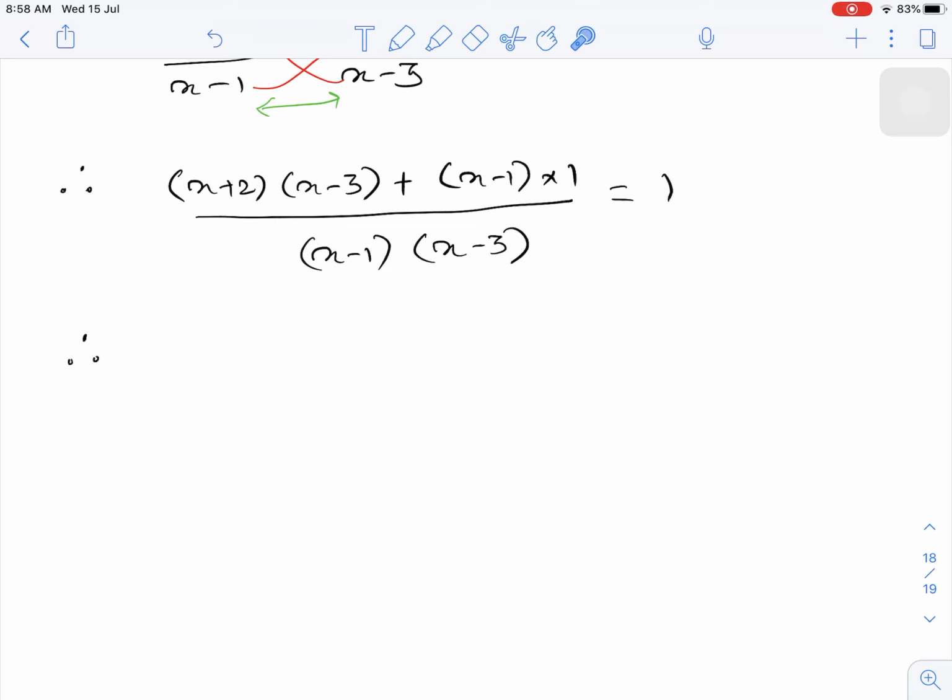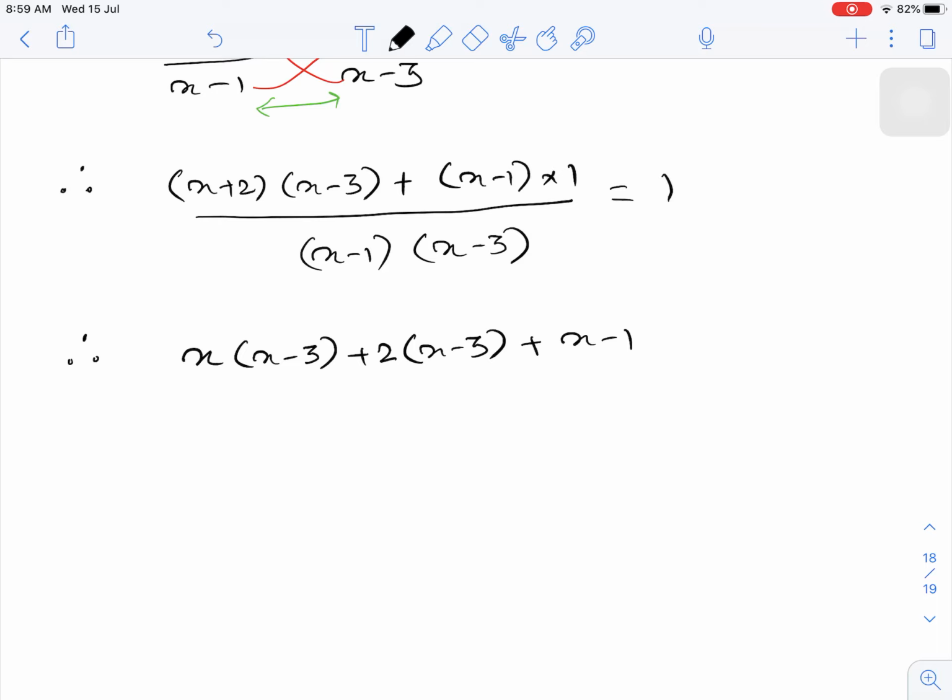Let us do one thing, keep this x, multiply with this full bracket, so you will get it in this way. x minus 3 plus 2, that is this 2 will multiply with this full bracket, 2 in bracket x minus 3 plus x minus 1 into 1, so that will be x minus 1.